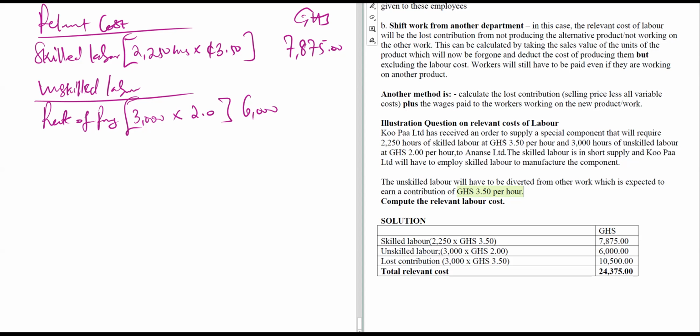But here lies the case: we have to divert them from somewhere. And in that place, they are losing contribution of how much? They were earning 3.50 pesos per hour, but we need them for 3,000 hours here, right? So for all the 3,000 hours, they are losing 3.50.